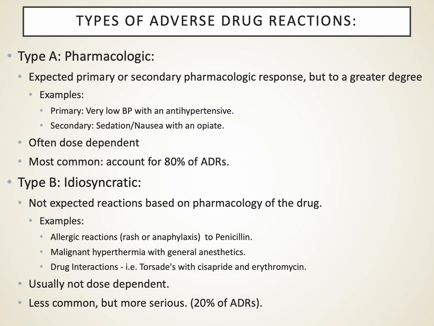A second type, an idiosyncratic effect, is something that is not related to the primary site of action of the drug we give, but is either a secondary receptor or an allergic-based reaction, something that is not as predictable. It is often not dose-dependent, although sometimes it is, and it is less common, thankfully, but unfortunately sometimes much more serious.